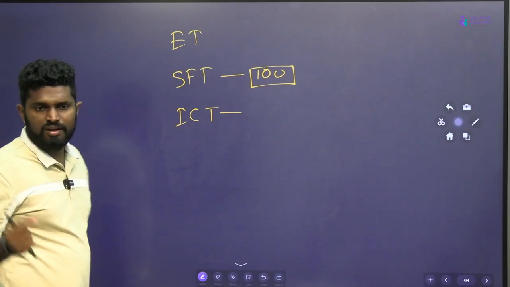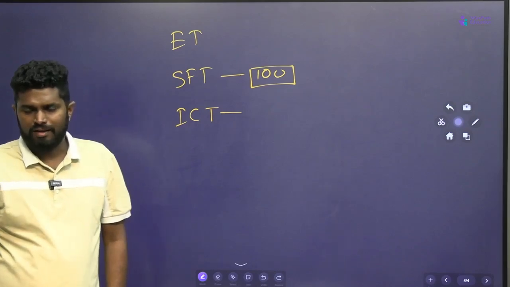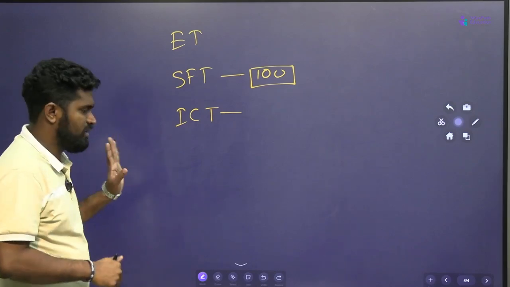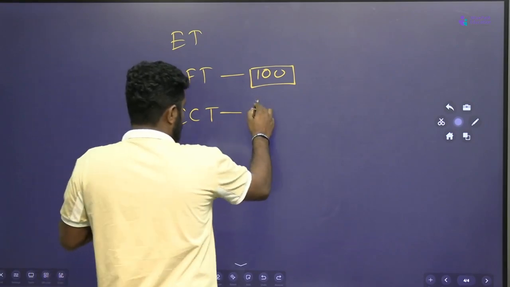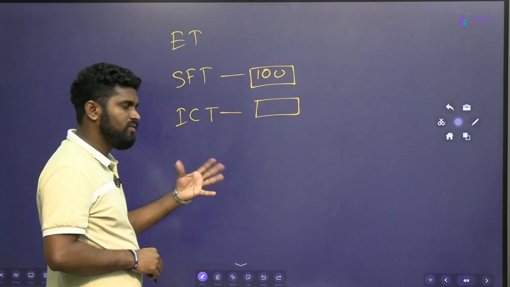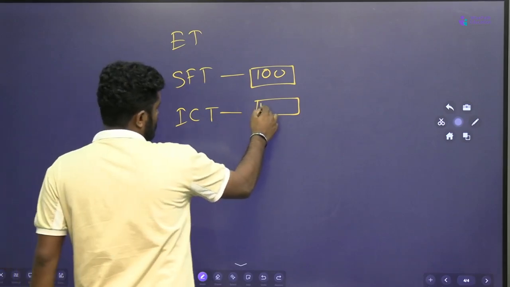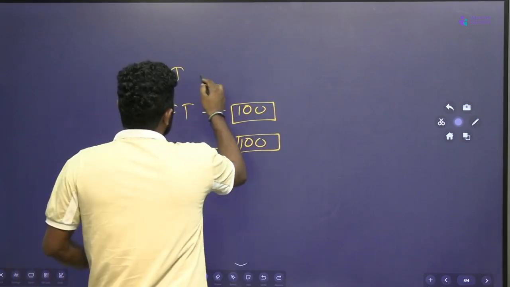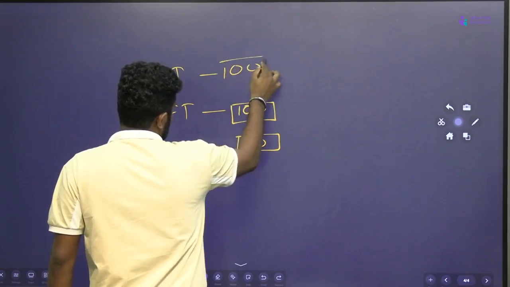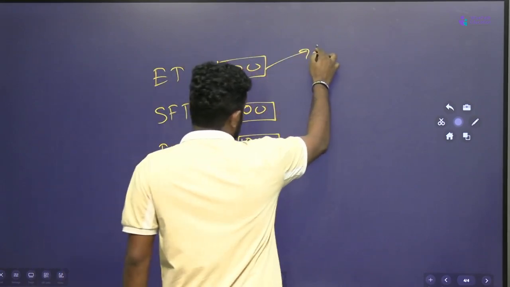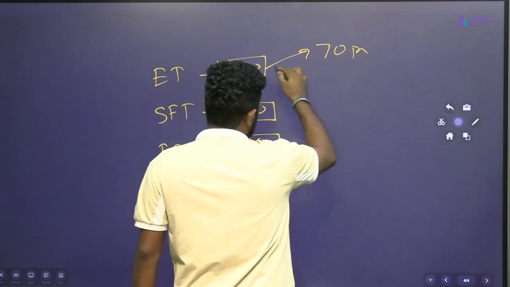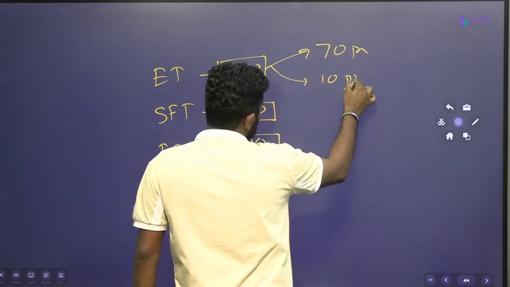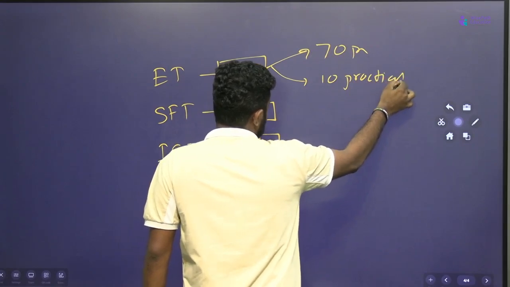SFT also contains some practical part, but for the practical theory, all the things they ask in the paper. And ICT also has some practical parts, web part, programming part. Anyway, all the things are from the paper, but in ET, Putra, they are giving 100 marks, which we can collect as 70 marks for the paper and 30 marks for the practical.